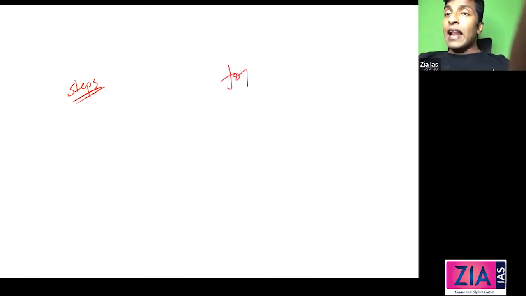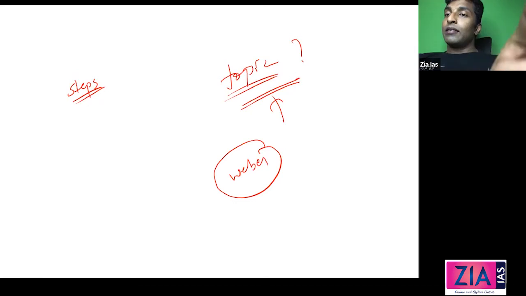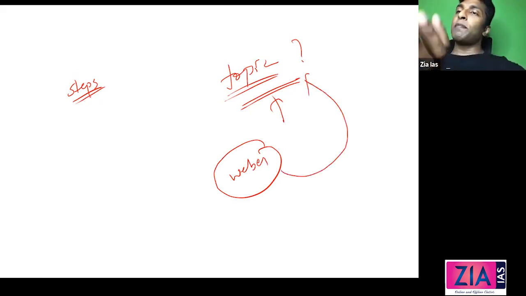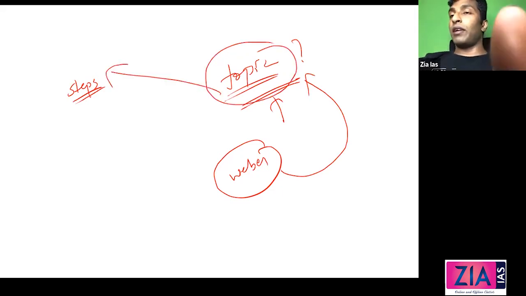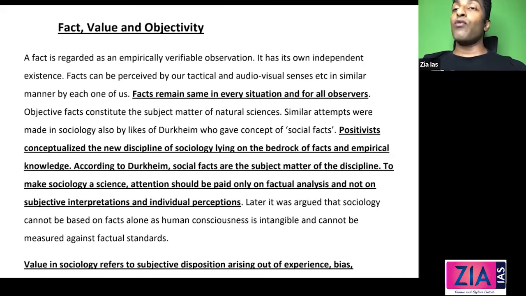Even when you're selecting the topic, will the value be affected? Yes or no? Yes. But what Weber says is, value can be tolerated at least at the level of selection of topic. Whatever topic you like, you choose it. But once you have decided the topic, then it should not come. When you're collecting data and everything, then value should not come. At the level of deciding the topic, value can be tolerated. Once you have decided, then there should not be any value. Okay, guys.